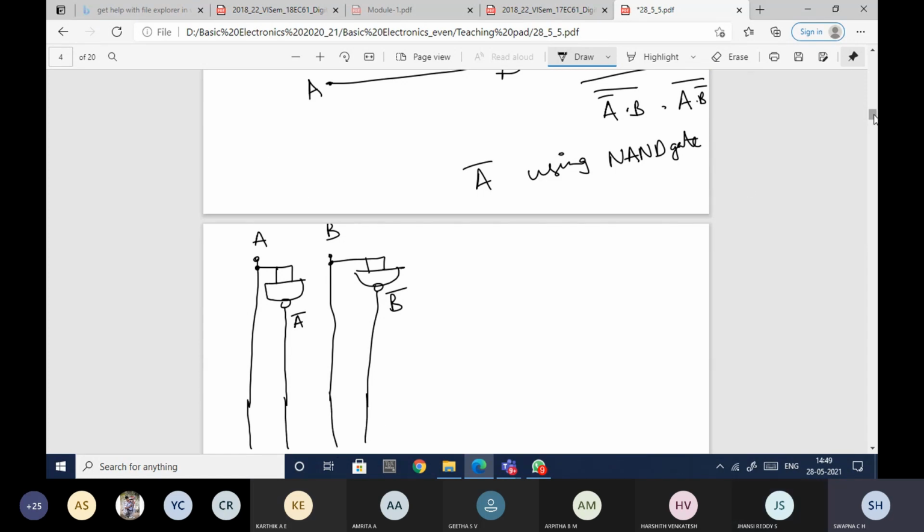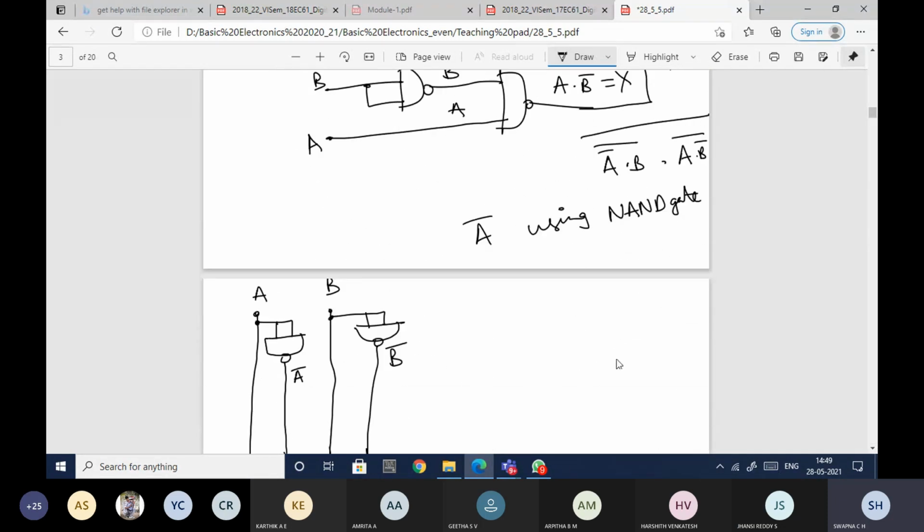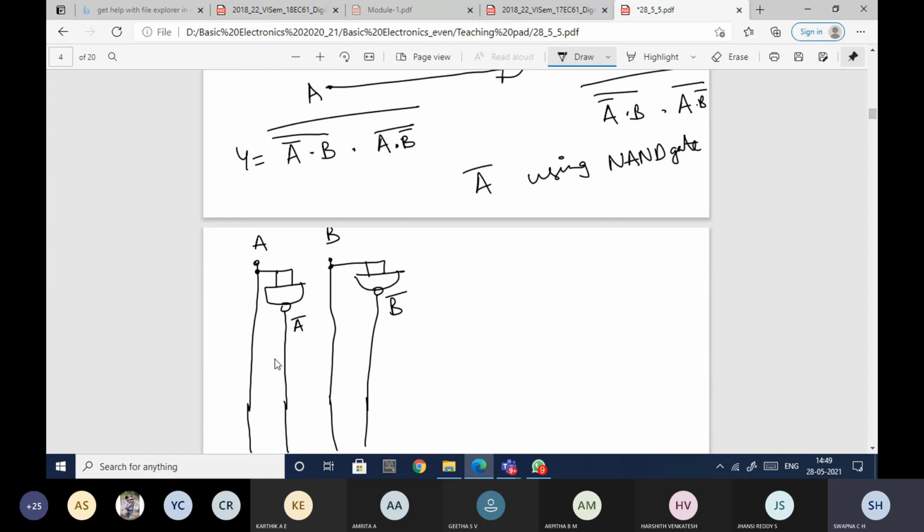Okay, but what is my equation? Let me write this equation here. My equation is y is equal to (A bar dot B)whole bar dot (A dot B bar)whole bar, whole bar. So first I've got A bar, I have got B bar also, so I need to get (A bar dot B)whole bar. This is my A bar, this is B, this is A bar B. Give it to the NAND gate so that my output will be (A bar dot B)whole bar.